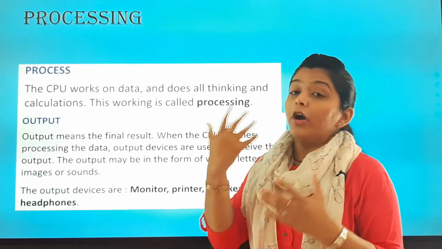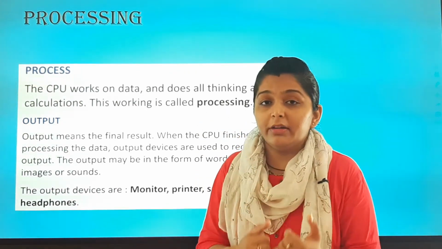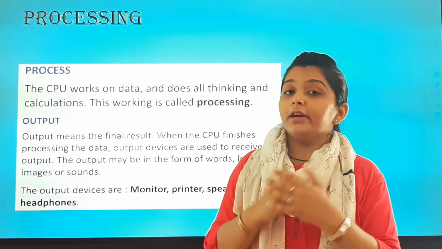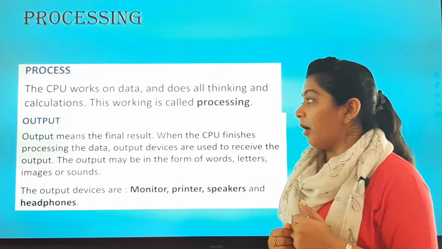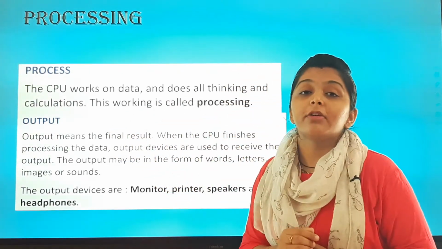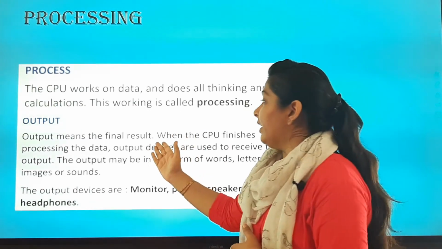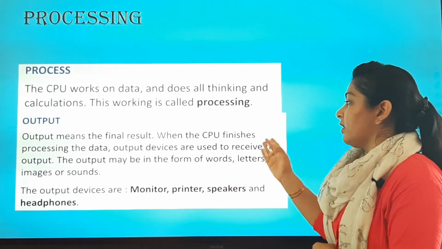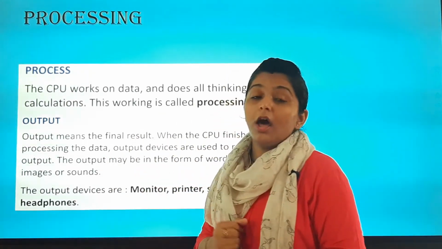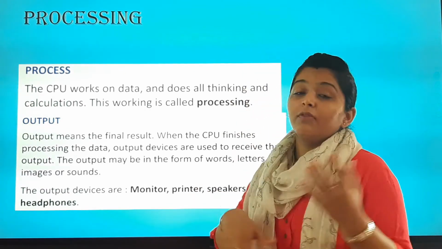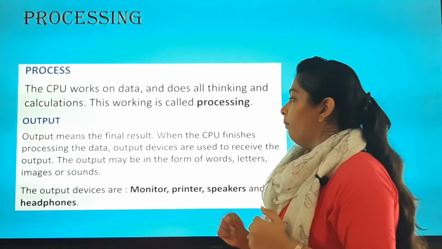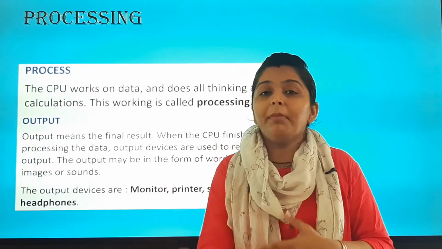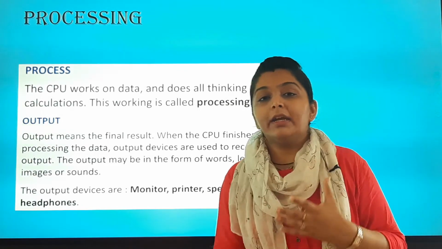Okay? Now what does output mean? जब हम input देते हैं, CPU process करता है. The brain of the computer processes it and we get a desired output. What is the output in the computer? Output means the final result. क्या है output? Means the final result. When the CPU finishes processing the data, output devices are used to receive the output. Now with the help of these devices, we will get the result, we will get the output. The output may be in the form of words, letters, images or sounds. जो हम enter करेंगे in the form of that only we will get the output.